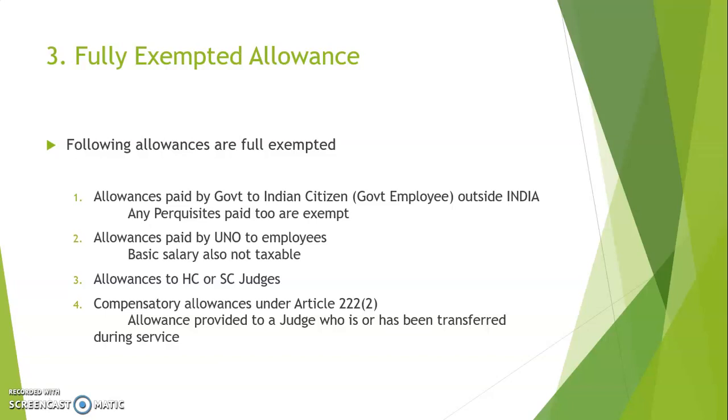So, Indian government to Indian government employee working outside India. UNO to their employees. Any allowance received by High Court or Supreme Court judges, inclusive of any compensatory allowance received in the process of being transferred during service. Now that's it. That's all that comes under fully exempted allowances. Just these 4 items. Pretty easy to remember.